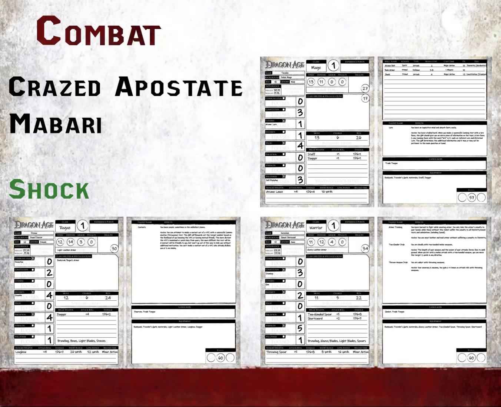Shock does 1d6 plus magic penetrating damage. This means that if the Mabari or the apostate had any armor at all, it would be ignored. The mage rolls for damage and rolls a 5. The magic score of 4 added gives us a total of 9 points of damage. The apostate had only 8 points of health and thus drops down.